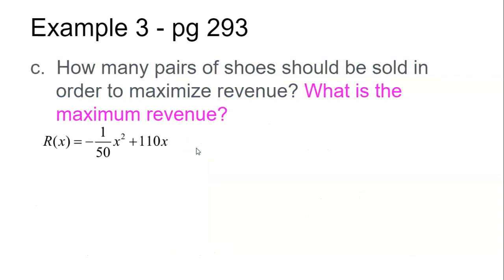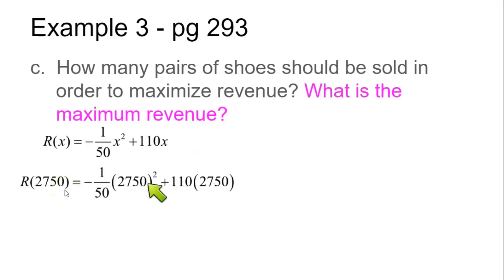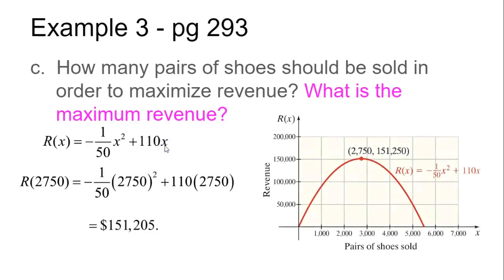And now I can use that information to figure out what is the maximum revenue. I still use this same function, my R of X function that we figured out earlier, because remember that was the number of pairs of shoes times the price. Now I essentially am doing the same thing I did with the 500 pairs of shoes and the 1,200 pairs of shoes. I'm just substituting in that value for X. If I substitute in this value for X and evaluate it, it's going to tell me the most money I can achieve with these shoes. $151,205 if we sell 2,750 pairs of shoes. And so this is the location on the function, which is my vertex.